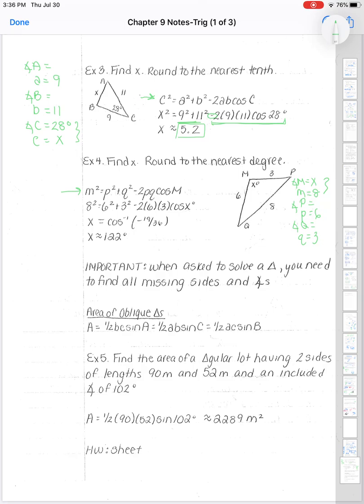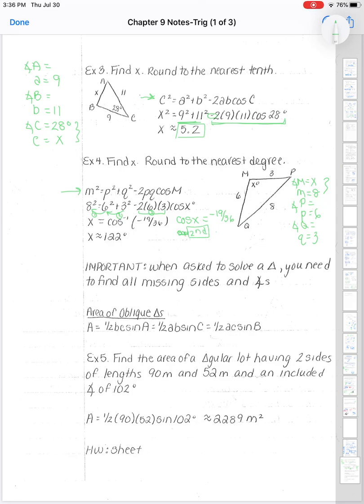And we plug everything in, and then you start to move stuff little by little. So I would move this over, then I would move this over. So that goes first, that goes second. Multiply these, that's going to get moved third. And then you're going to be left with the cosine of x. So let's say you're going to be left with something along the lines of cosine x equals negative 19 over 36.